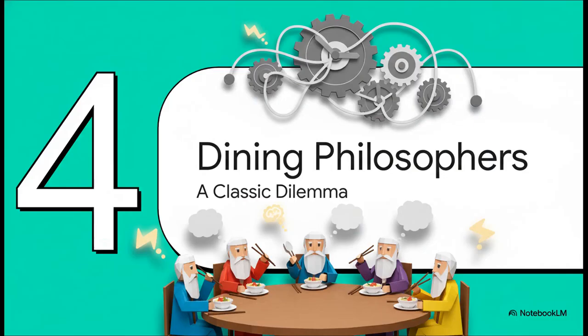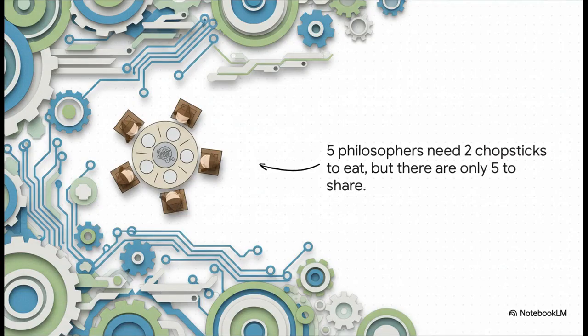Okay, so we've seen what can go wrong with just 2 processes, but what happens when things get even more complex? To really wrap our heads around that, we're going to look at a famous thought experiment, one that's been a staple in computer science classes for ages. It's called the dining philosopher's problem.